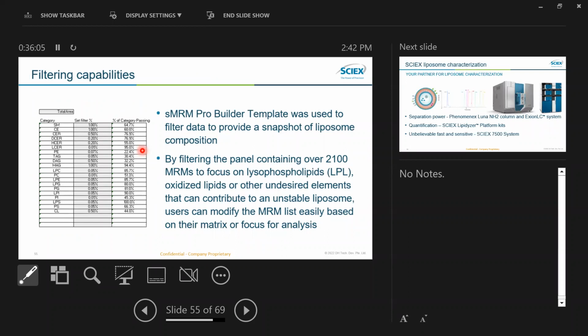And then certainly you can build in the proprietary lipids or steroids that you also would want to monitor, and other undesirable species. So it's a nice starting point to build these targeted quantitation methods.